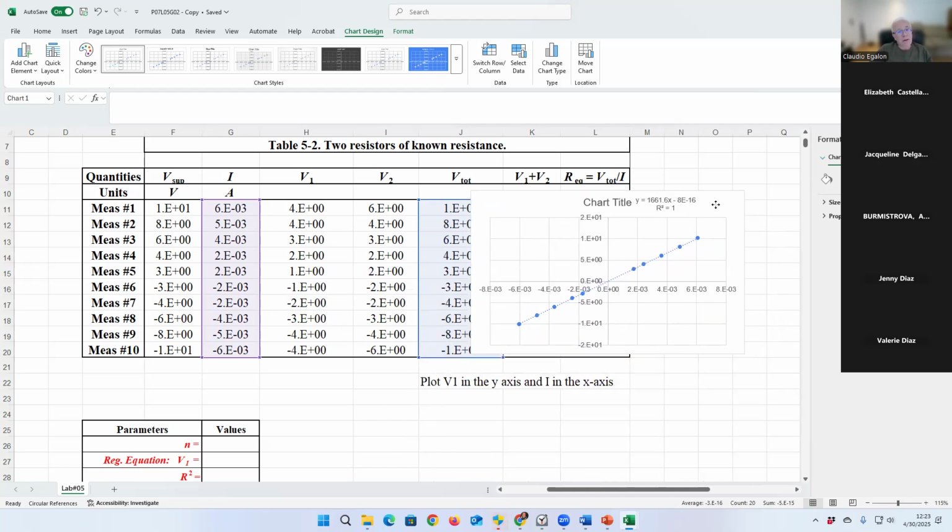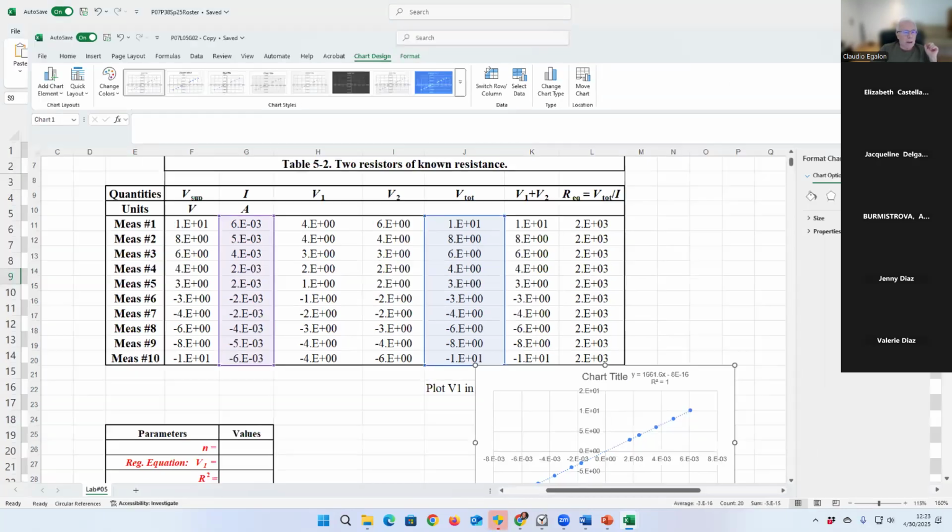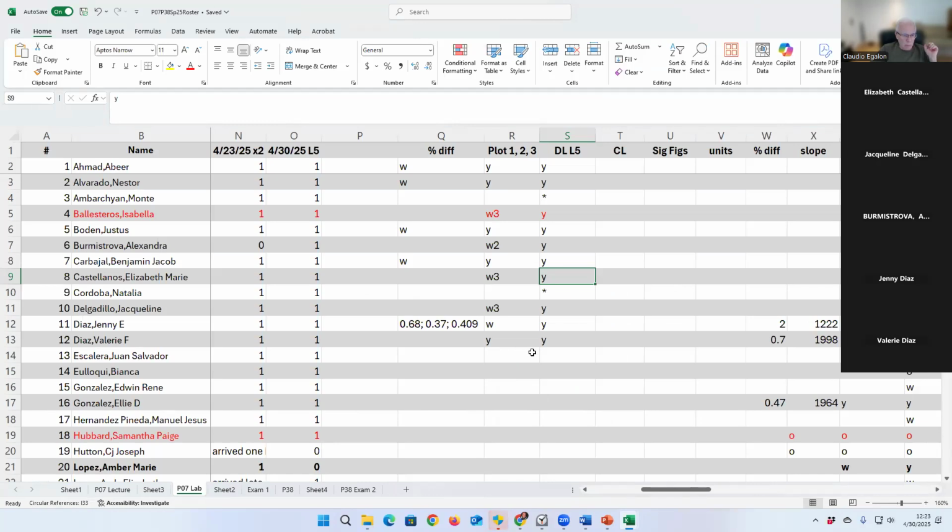Okay, so we found out what the problem was, right? Notice that the I is to the left of the V. In the other lab that we did, the V was to the left of the I. That's why we had to invert that before. But now for this lab, we don't have to do that. Okay? So go ahead and work on that, and we'll get back to you soon.